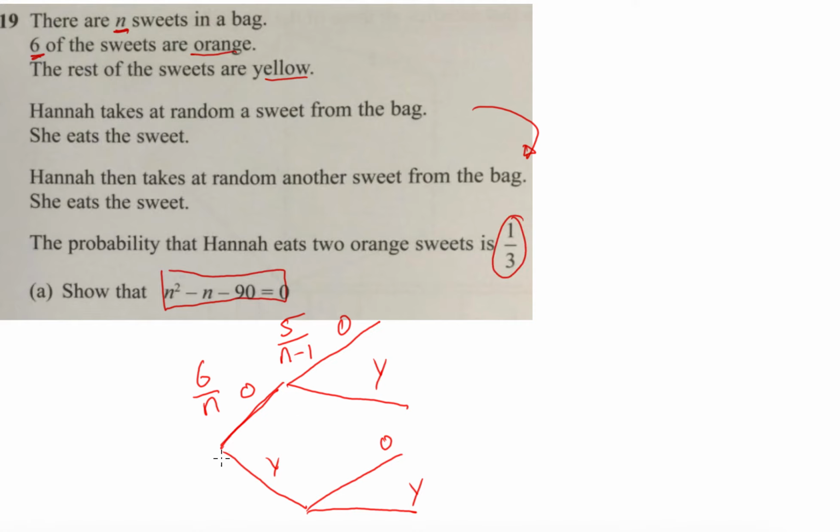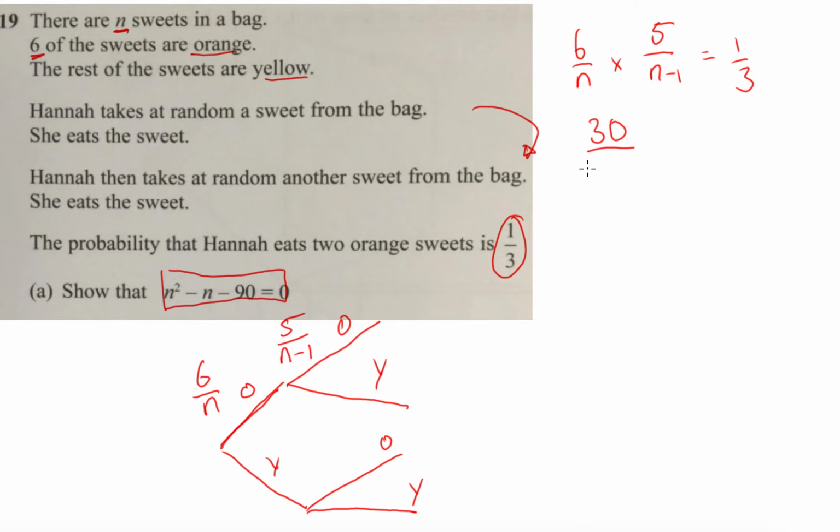So when we go along a tree diagram, we multiply. So we know that 6 over n times 5 over n minus 1 should be equal to a third, because they told us in the question the probability of getting 2 oranges is a third. So now how do we times 2 fractions? We times the top and times the bottom. 6 times 5 is 30.